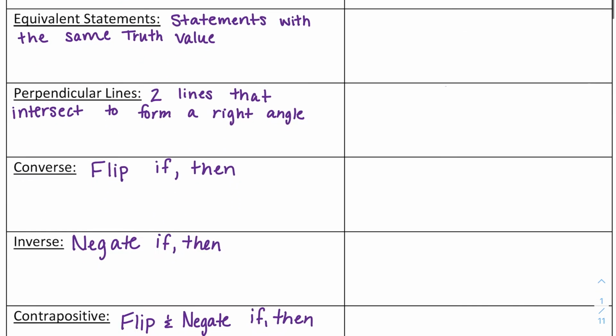Perpendicular lines. Perpendicular lines are two lines that intersect to form a right angle. So let's see what that would look like here. Here are my two lines. We can label these lines line L and line M. They intersect here and they form a 90-degree angle. Those are perpendicular lines. The nice thing about perpendicular lines is that every angle is going to be 90.